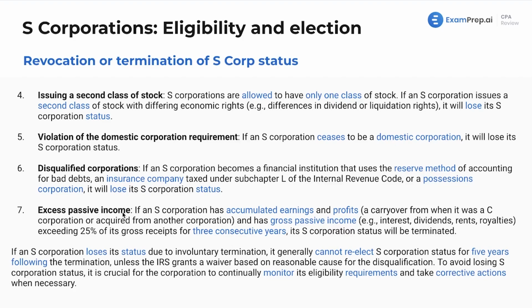This is a rule that exists to kind of prevent a corporation from electing to become an S Corp so it's kind of a shell company and exists to just get income to the shareholders with as little tax as possible. So if an S Corporation has accumulated earnings and profits, which is a carryover from when it was a C Corporation or acquired from another corporation, and has gross passive income, such as interest, dividends, rents, royalties, exceeding 25% of its gross receipts for 3 consecutive years, your status will be terminated.